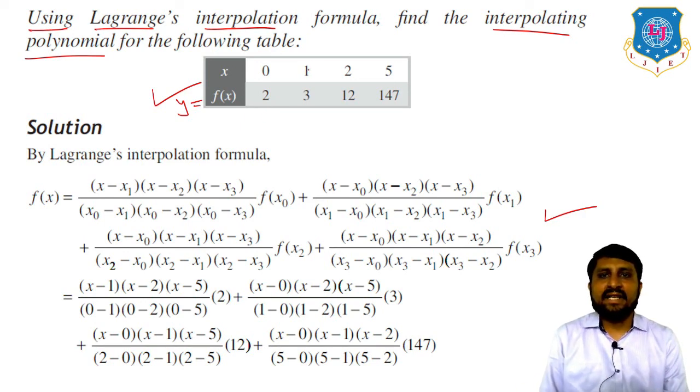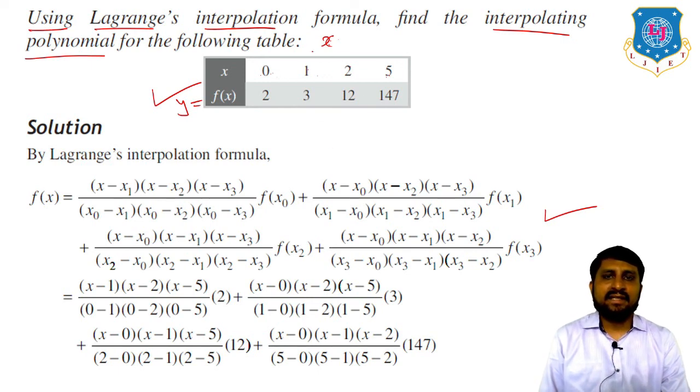You all know that in the first term, x0 is missing. So x minus 1, x minus 2, x minus 5, upon 0 minus 1, 0 minus 2, 0 minus 5, and multiply with 2. So this is your first term: x minus 1, x minus 2, x minus 5 upon 0 minus 1, 0 minus 2, 0 minus 5, into 2.